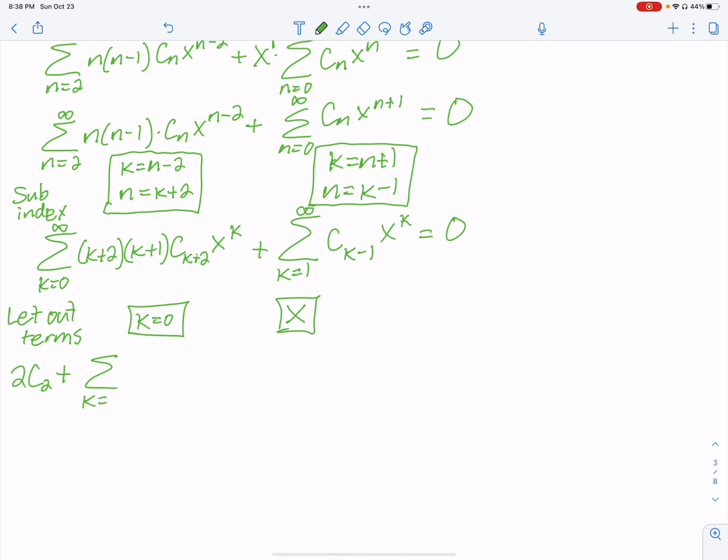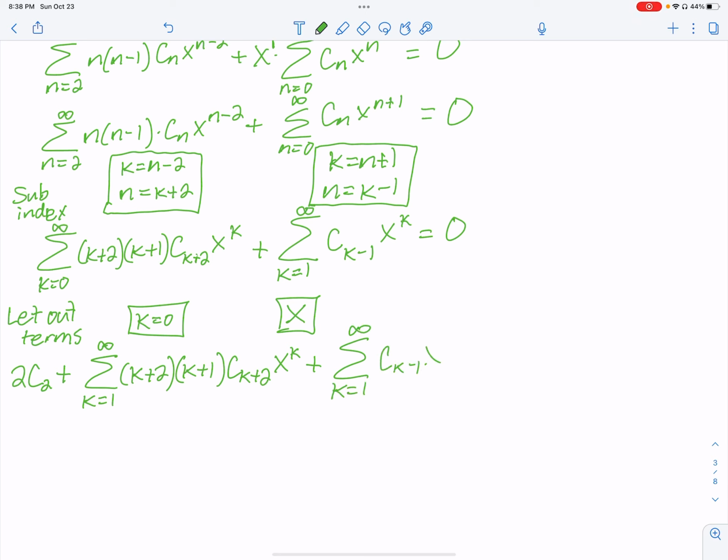So this becomes k equals 1 to infinity of (k+2) times (k+1) of c_(k+2), nothing else changes, x^k. Plus, I didn't change this one. I said the k's are great.